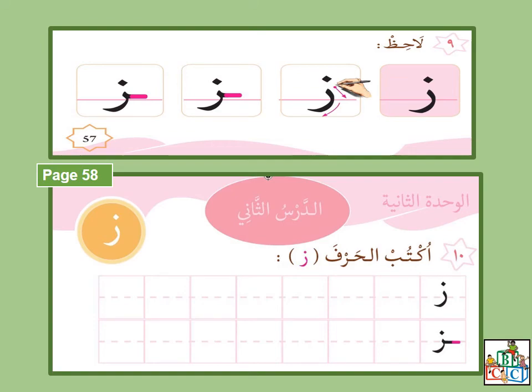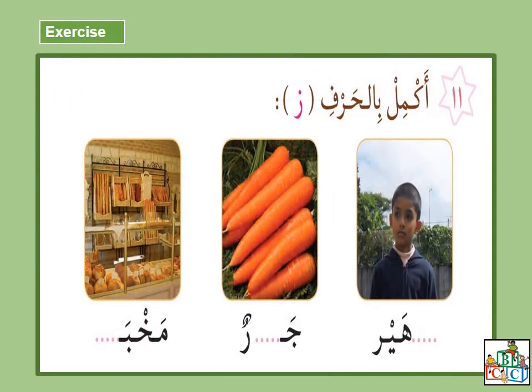طيب التلاميذ. Now you have another exercise to do. Exercise 11. أكمل بحرف الز. Again, we are doing the letter Z. أكمل means to complete. With the letter Z, all these words down.